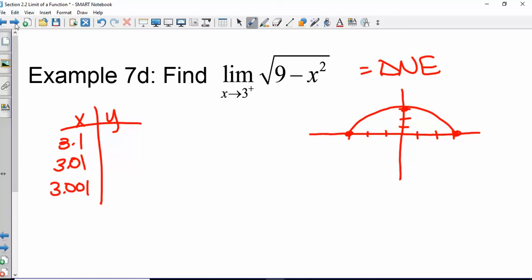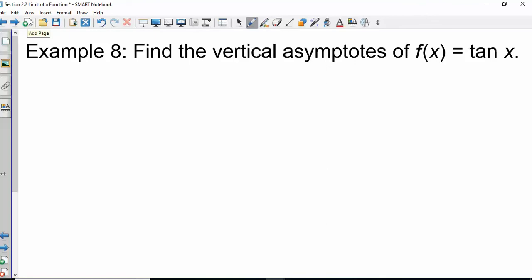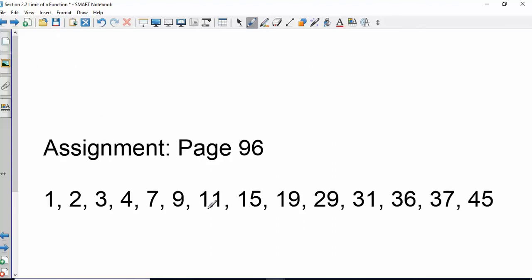Next piece. I think I want to skip this one. We'll do more trig stuff later on, but I think I'm going to wait on it for now.